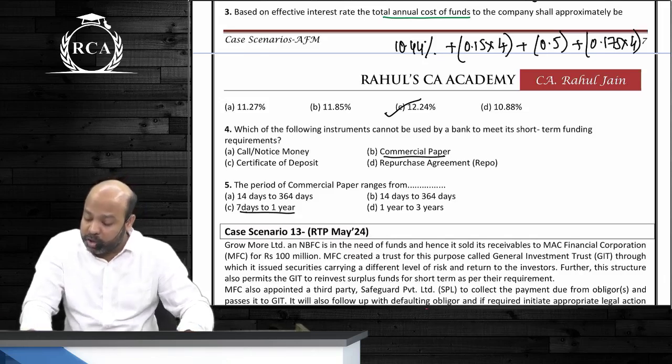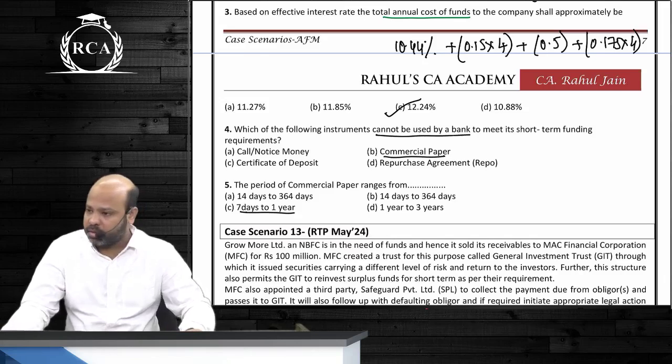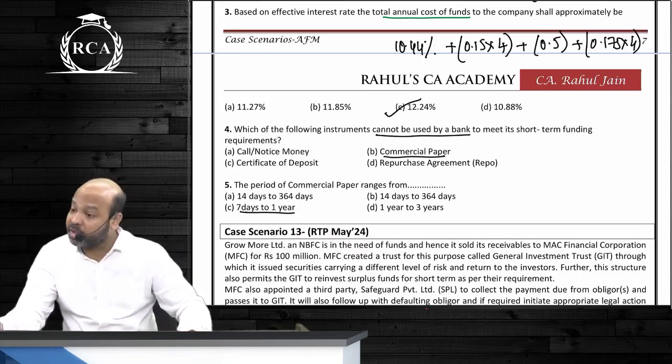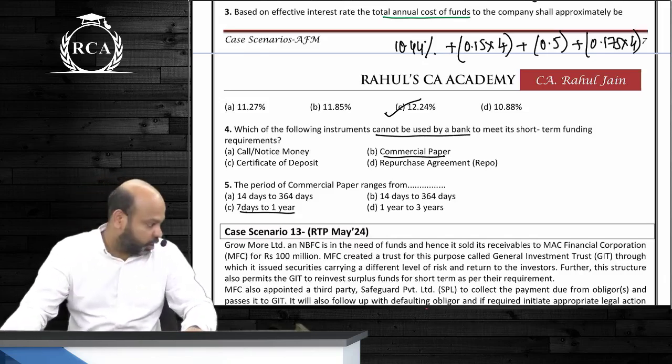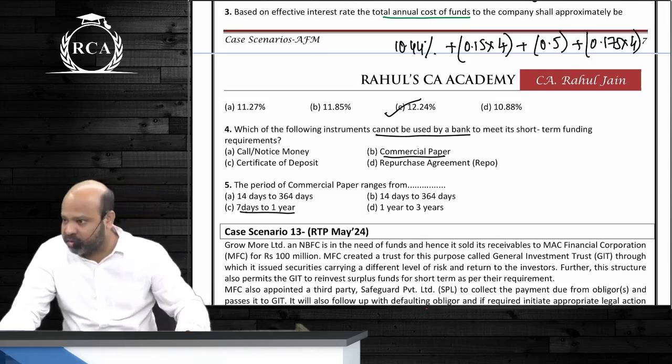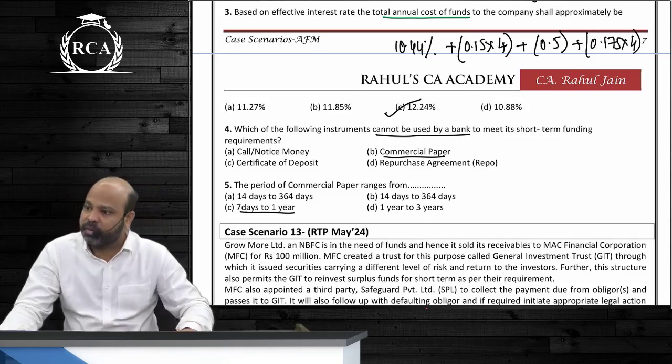ये क्या है? Cannot be used by a bank. The word commercial paper is for companies. The word certificate of deposit is for financial institutions. Is that clear?